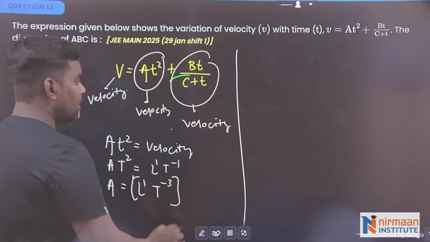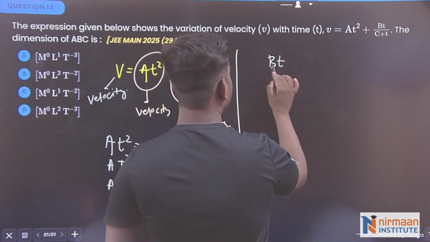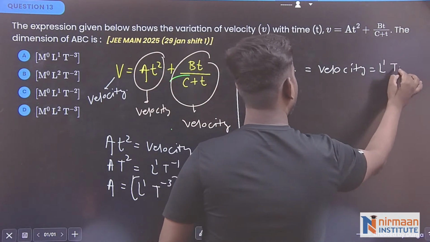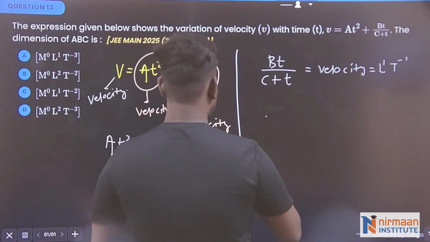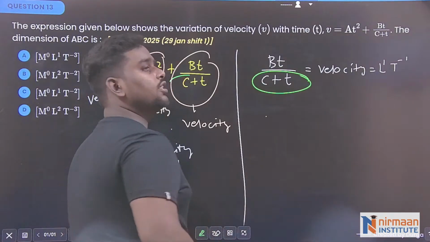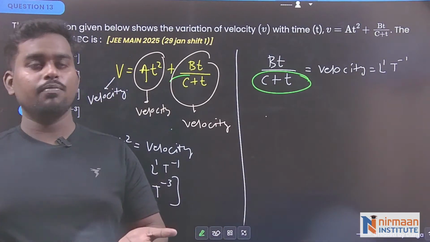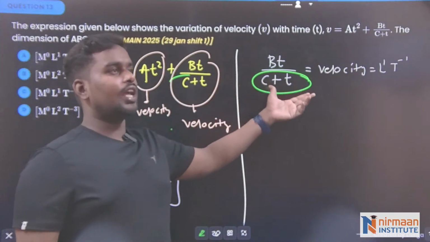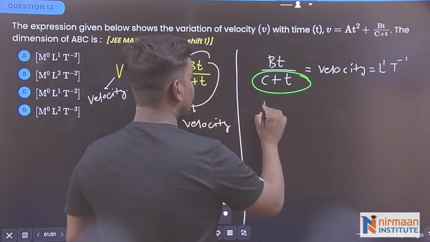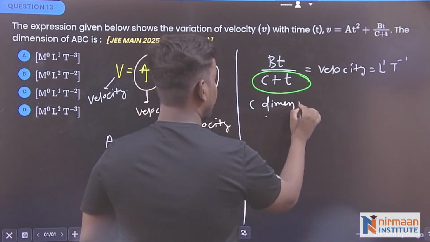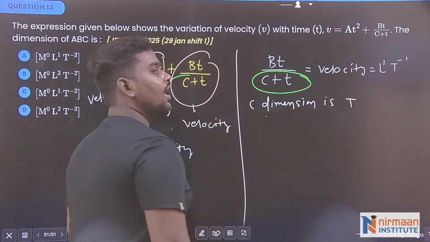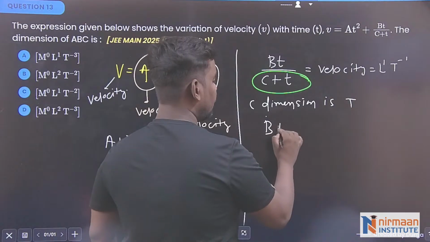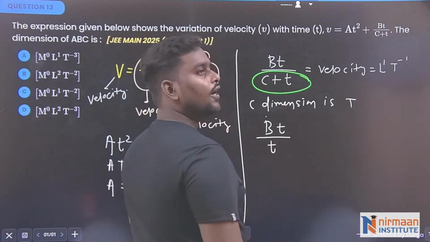See now, B T by C plus T must be equal to the dimension of velocity, which is L1 T minus 1. You are adding C with T. What I told, if you add or subtract, the dimension must be the same. T is time, so C is also time, because if you add time with time, we get time. So C dimension is T.